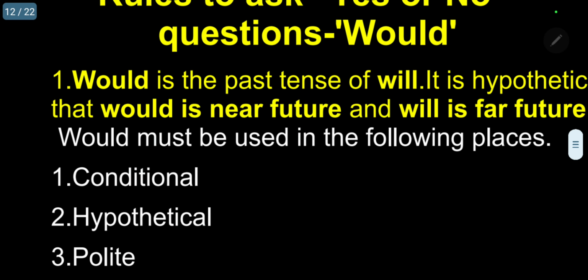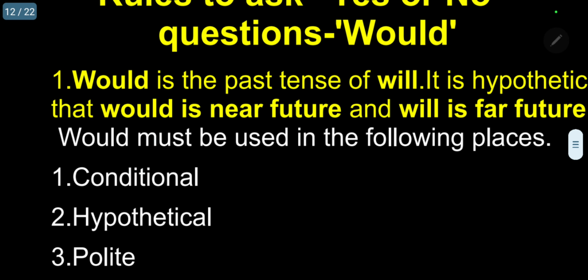So how do you have to imagine the past tense of future? It is already future. In future, how will past tense come? So we have to have a hypothetical idea. It is hypothetical that would is near future and will is for future. This idea you must have.